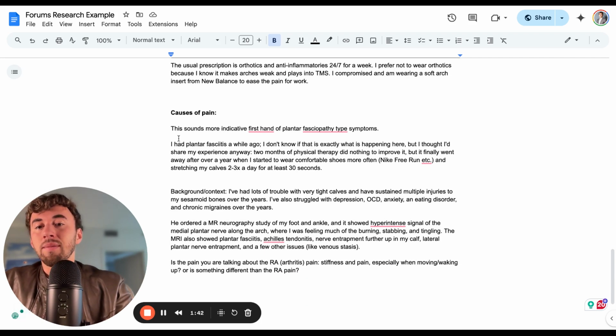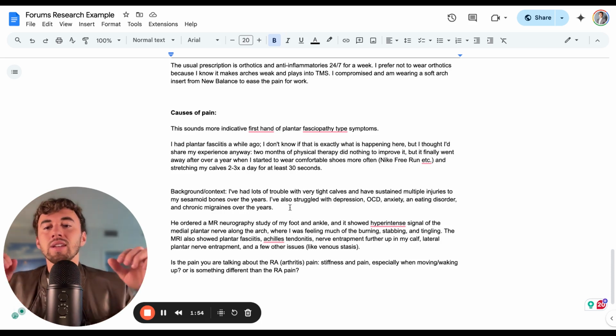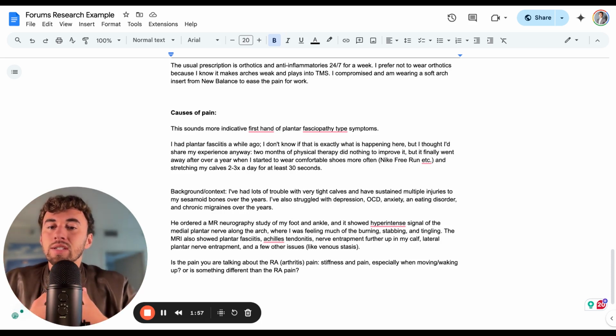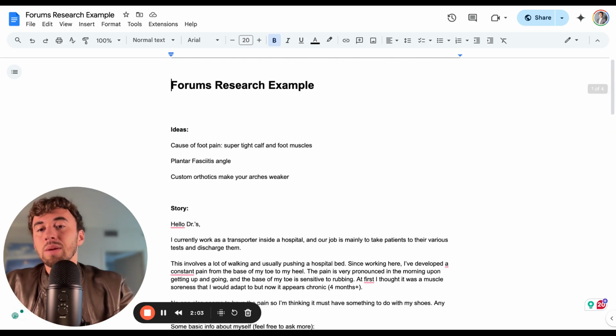And then the causes of pain. Oftentimes people have a general idea of what's causing their pain: tight calves, injuries on the bones, hypertension or whatever it is, Achilles tendonitis. So people will describe what they believe is the root cause or what they've been told is the root cause. So this is just a quick example of the type of documents that you want to fill out during the research process. This is for the forums.